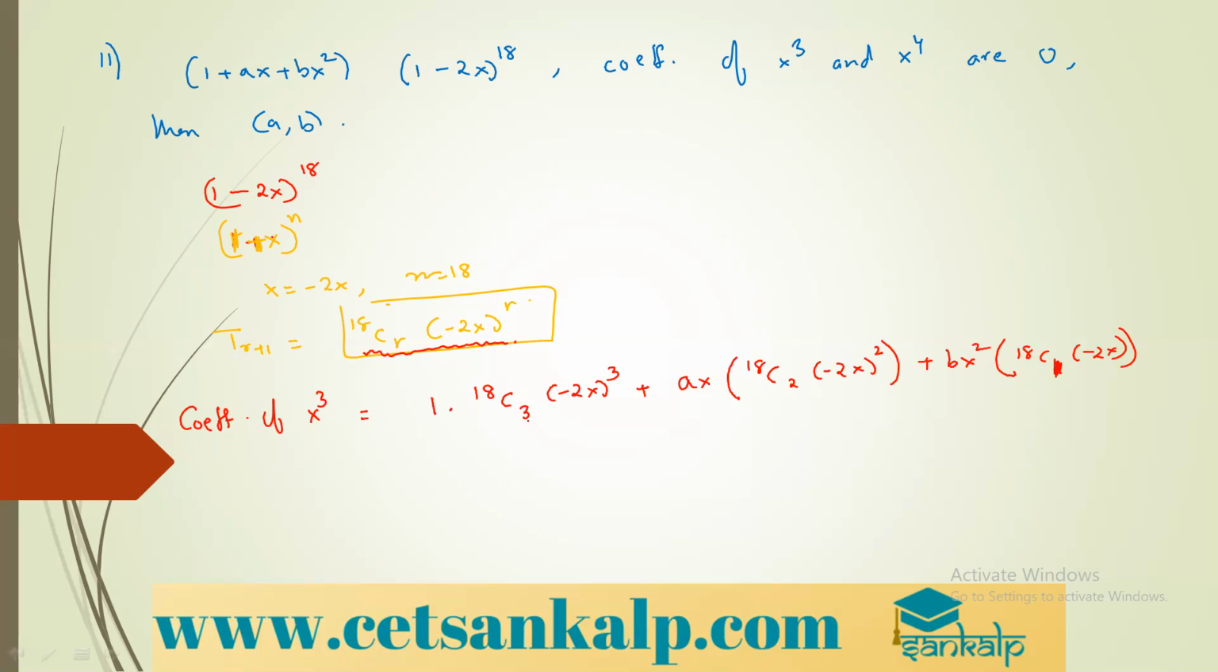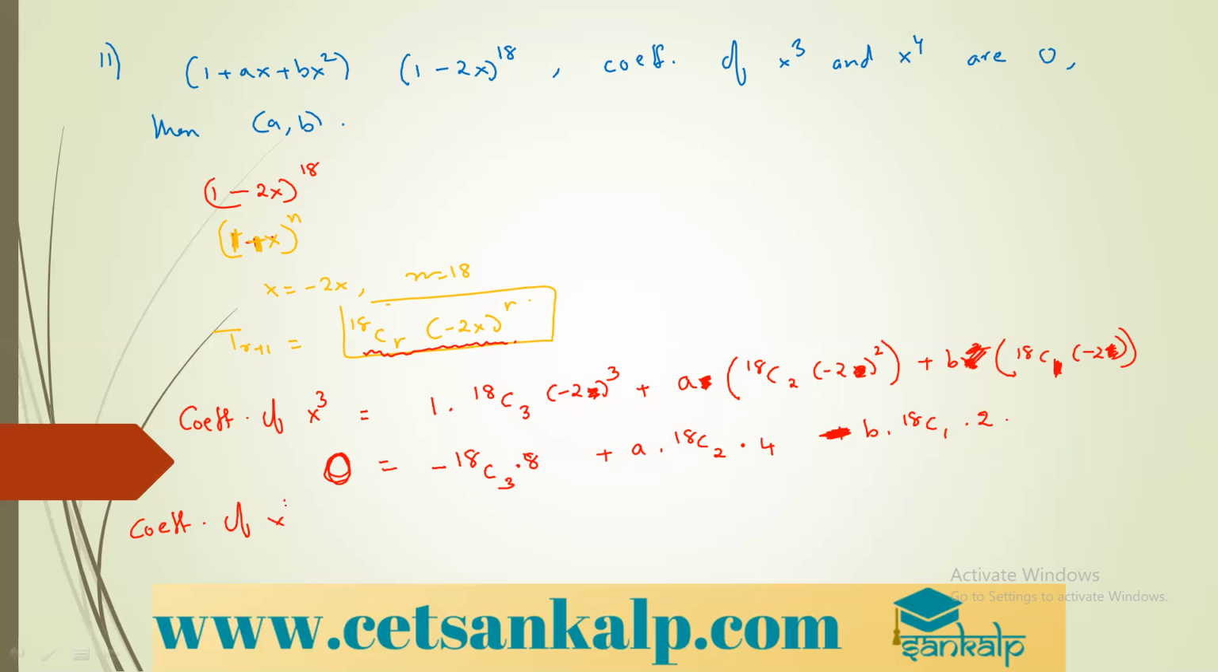But because I'm seeing only coefficients, I will remove the x's. I don't want x's at all. So what I will have? 18C3 into minus 8. Then next plus a into 18C2 into 4 plus b into 18C1 into minus 2. So minus will come here into 2. So this coefficient of x cube is 0. This I will set equal to 0. How I can simplify it, I will tell you later. At present we will leave it here.